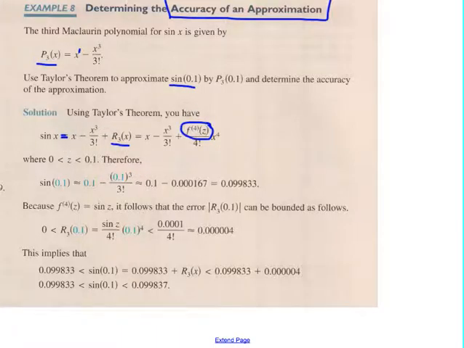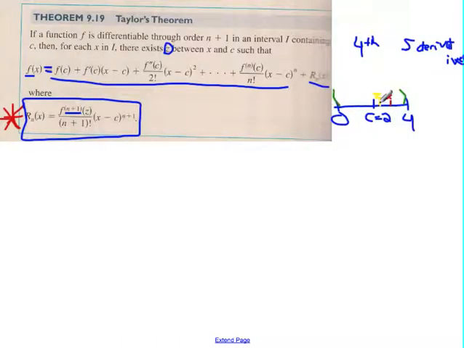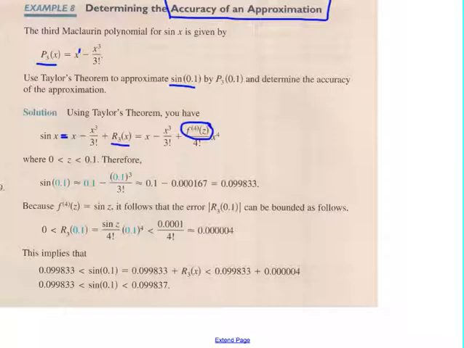So a part of the theorem was, remember, it said that z, this z guy, had to be in a special spot. Let's go back and look real quick. So remember, it said z had to be between the center of the interval and whatever x value you're interested in. So let's go back to where we were and see where z could be now.